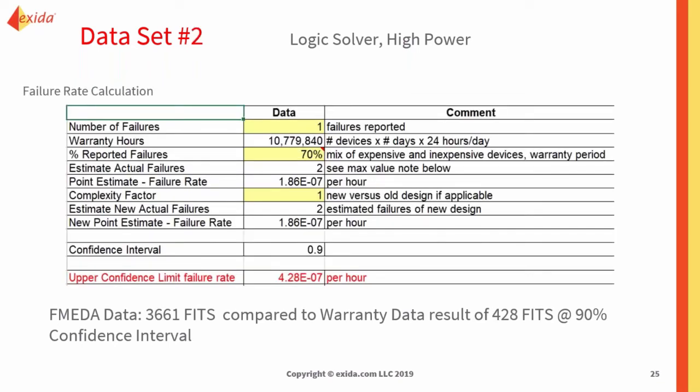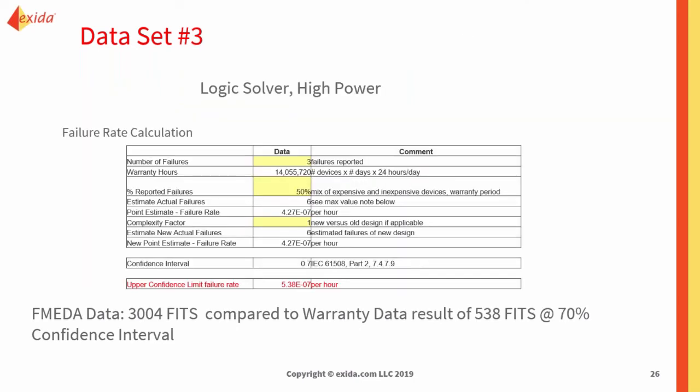The next example, once again, a logic solver, same thing, a high power logic solver. This field return study issued a warranty result of 428 fits, and the FMEDA data came out to 3,600 fits. So this data study was at the 90% confidence interval. Then we come to another logic solver, high power. This data study came out to 38 fits, where the FMEDA was just over 3,000. That comes out to the 70% confidence interval.